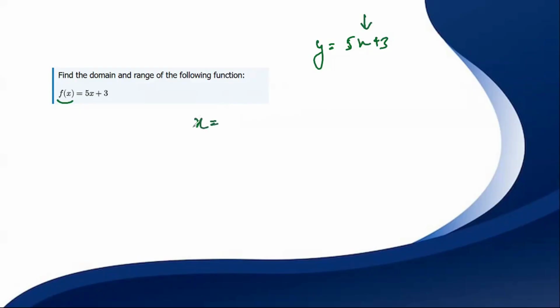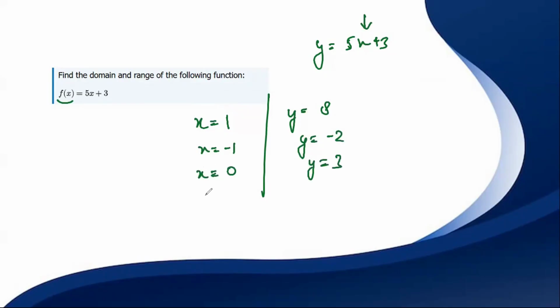If I take any value of x, a positive value, negative value, fraction, decimal, zero, any value, I know I will get a real number, right? If I put x as 1, I will get 8 as output. If I put x as negative 1, I get minus 2. If I put x as 0, the output is 3. If I put x as half, the output is 5.5. If I put x as 2.5, then 2.5 times 5 is 12.5, plus 3 is 15.5.